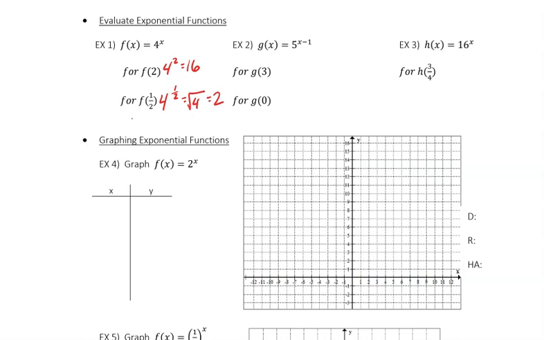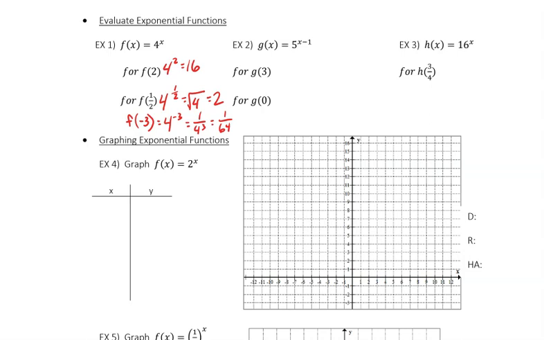And then one more I'm actually going to add into this is f of -3. So f of -3 would be 4 to the -3. And just as a reminder, with negative exponents, that means we're really flipping it into a fraction. So this would be the same as 1/4 to the third. 4 to the third is 64, so 1/64 would be our answer.